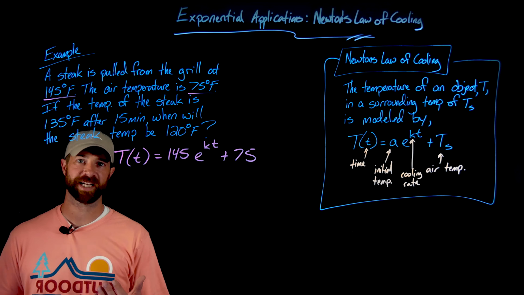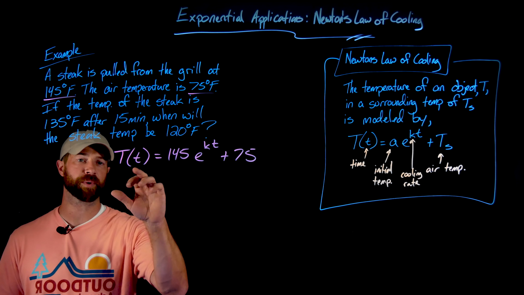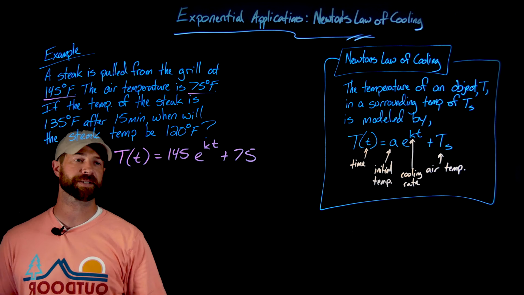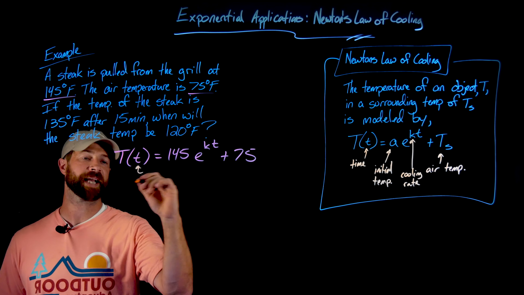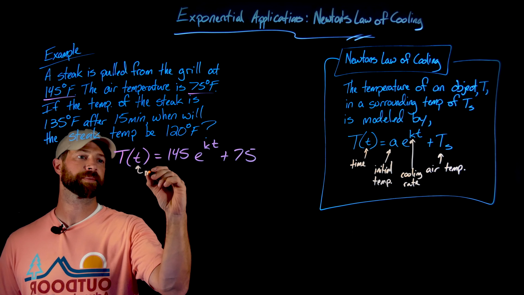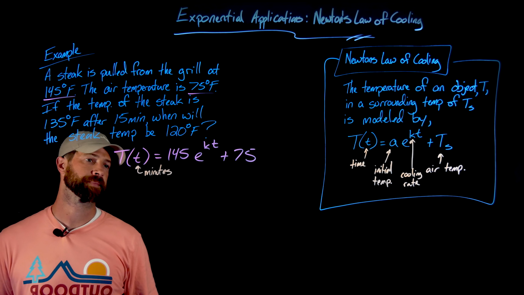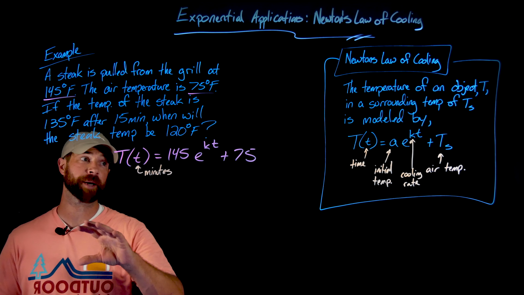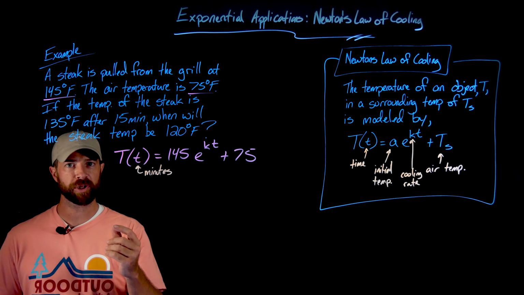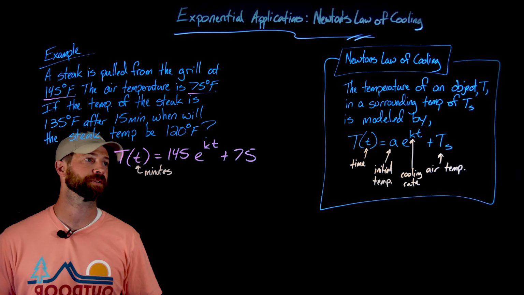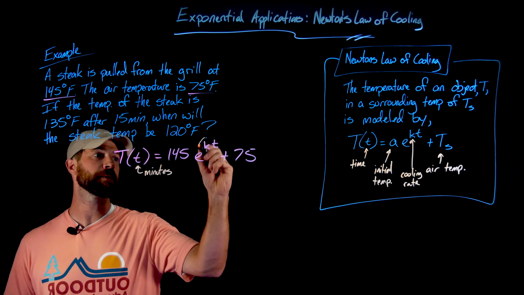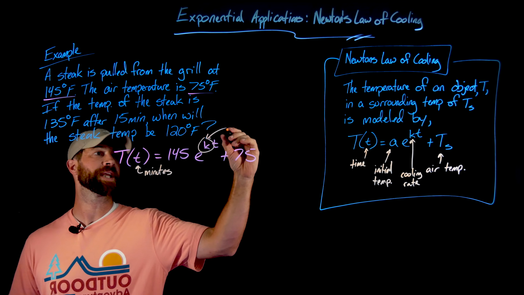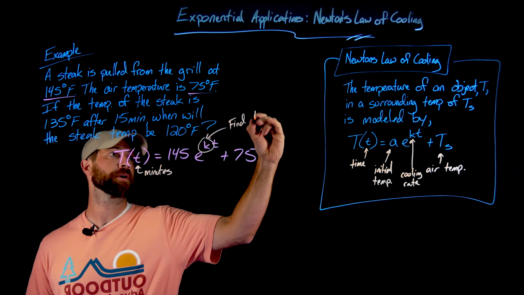As always with these exponential models, I want to make sure I understand what I want t to be in this situation. The only time information we're given is in minutes, so every time I use t, it's in terms of minutes. Newton's law of cooling just says that the object cools in this manner. Importantly, we don't have our entire exponential model. Specifically, we don't have this k value, which is our cooling rate. So the first thing we need to do is find k.